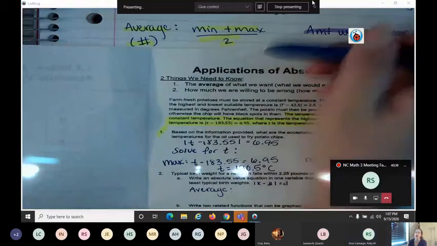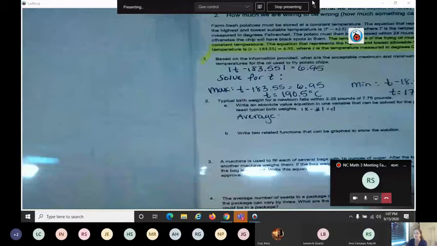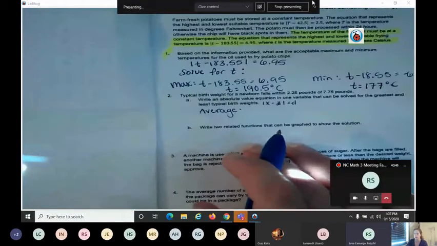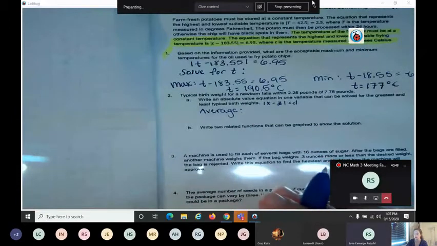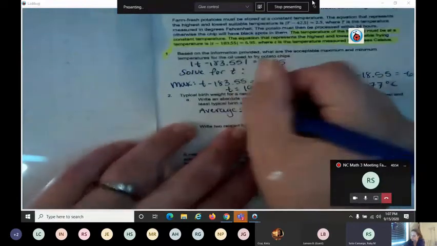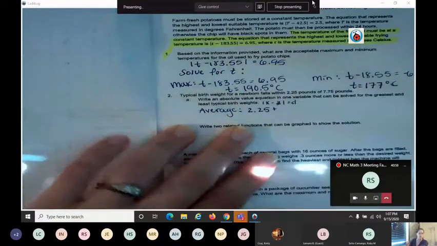Yeah, it's dividing. So you add the min and the max, and then you divide by 2. So what's the minimum weight of a newborn here? $2.25. Yep. So I'm going to have 2.25. And then what's the maximum weight?